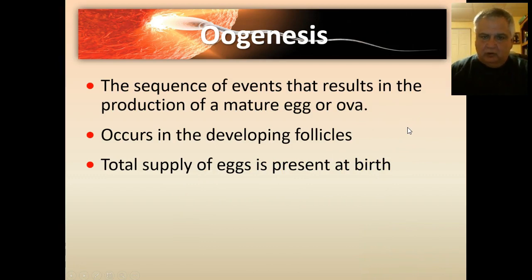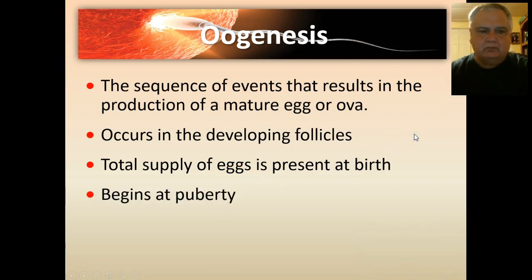The total supply of eggs, by the way, is going to be present at birth. So oogenesis occurs entirely before the female is born, during the fetal stage. Once she's born, the stem cells degenerate and can no longer give rise to any more primary oocytes. Oogenesis can continue at puberty, once the eggs are present.